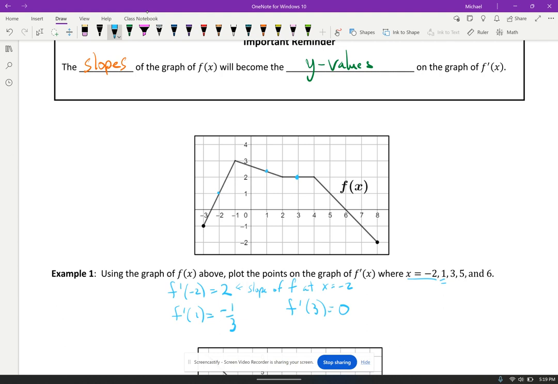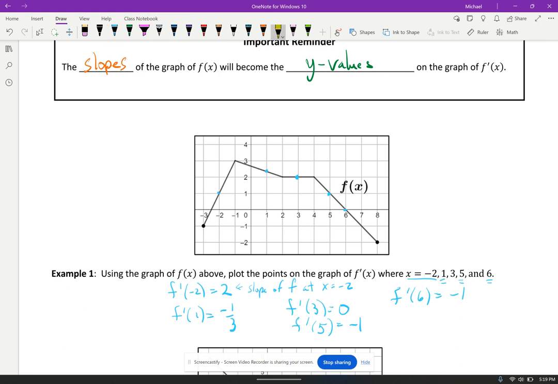And then f prime of 5, let's do that one first. We'll do them in order. At x equals 5, what's the slope at this blue point? Well, that's going to be -1. And then f prime of 6, well, that would be the slope at this point, and that's also -1. Okay, so everything that I've highlighted in blue here are the function values.